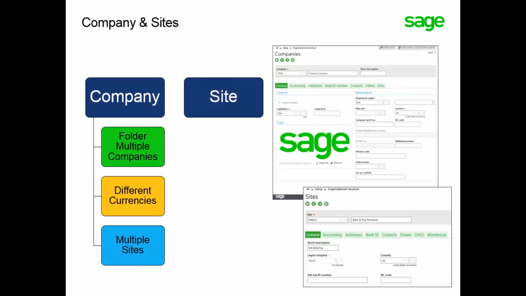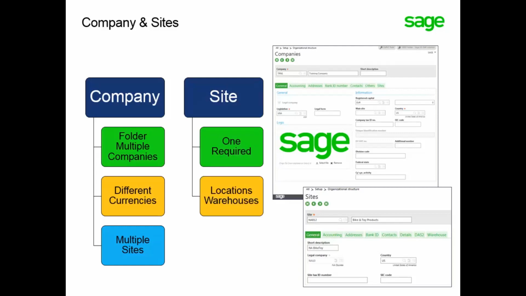Sites. When setting up your company, you must create at least one site. A site can represent various locations, warehouses, offices, etc. And at least one site needs to be set as a financial site to allow financial reporting and tracking for the company. Let's take a look at adding a company and a site to your system.